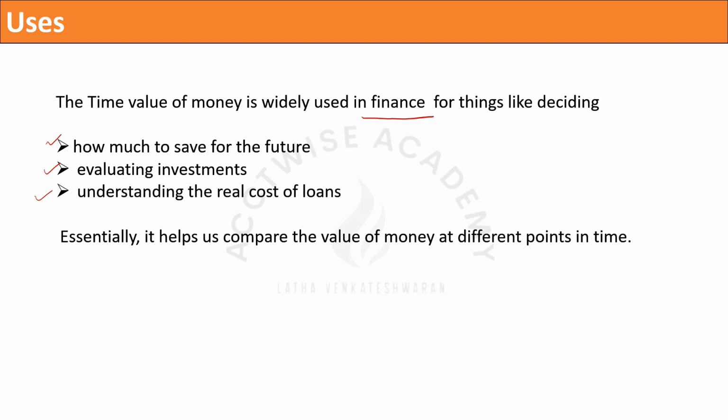How much to save for the future? TVM is used to determine how much money individuals need to save today to reach a specific financial goal in the future, such as buying a house or funding the education of your child. Let us take an example of buying a house in 2043 for rupees 15 lakhs. Sorry, 50 lakhs. 15 lakhs is too low. Even this is low in 2043. For our understanding purpose, let us take it as 50 lakhs.